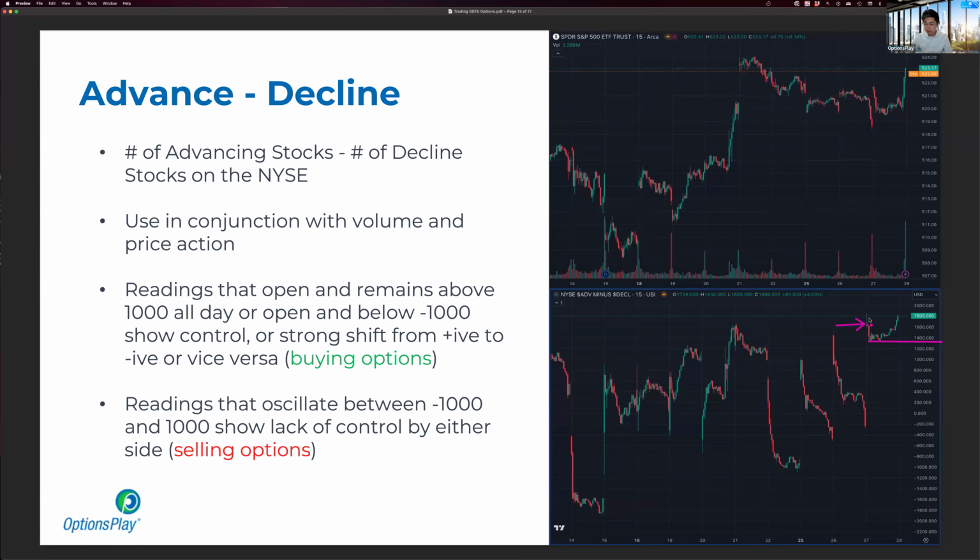That gave you a really good sense that buyers had control, and notice the increase in value going into the close, meaning not only did buyers have control, they were actually increasing their control throughout the day. And that was a big way to end the day. And then you also have days where you open up around 1,000 advancing stocks, but throughout the day, very quickly, it starts to deteriorate, right? That was yesterday, right? We opened up, we gapped higher here, and then we started to deteriorate immediately. And that gives you a good sense that buyers maybe started the day with a little bit of control, but quickly lost it.